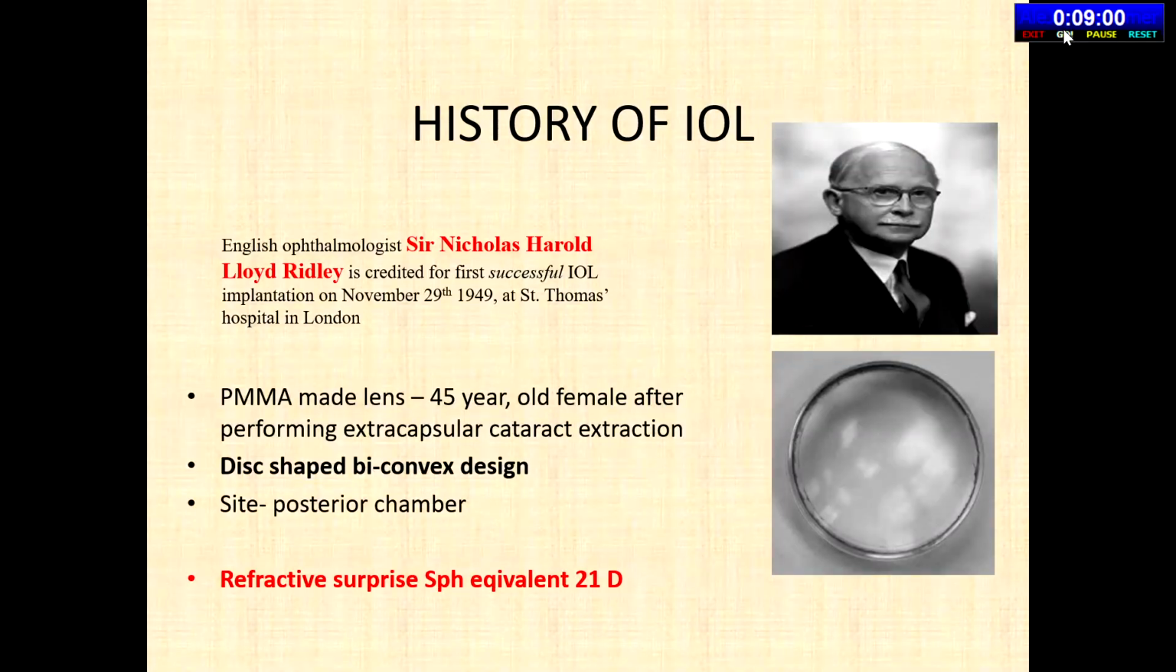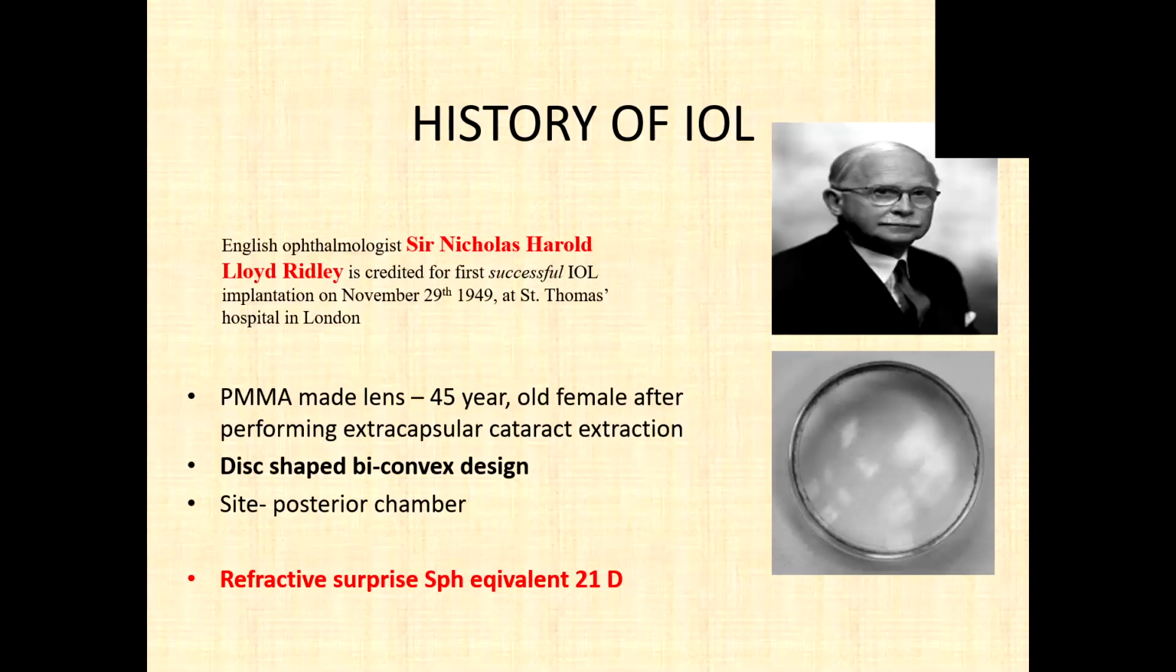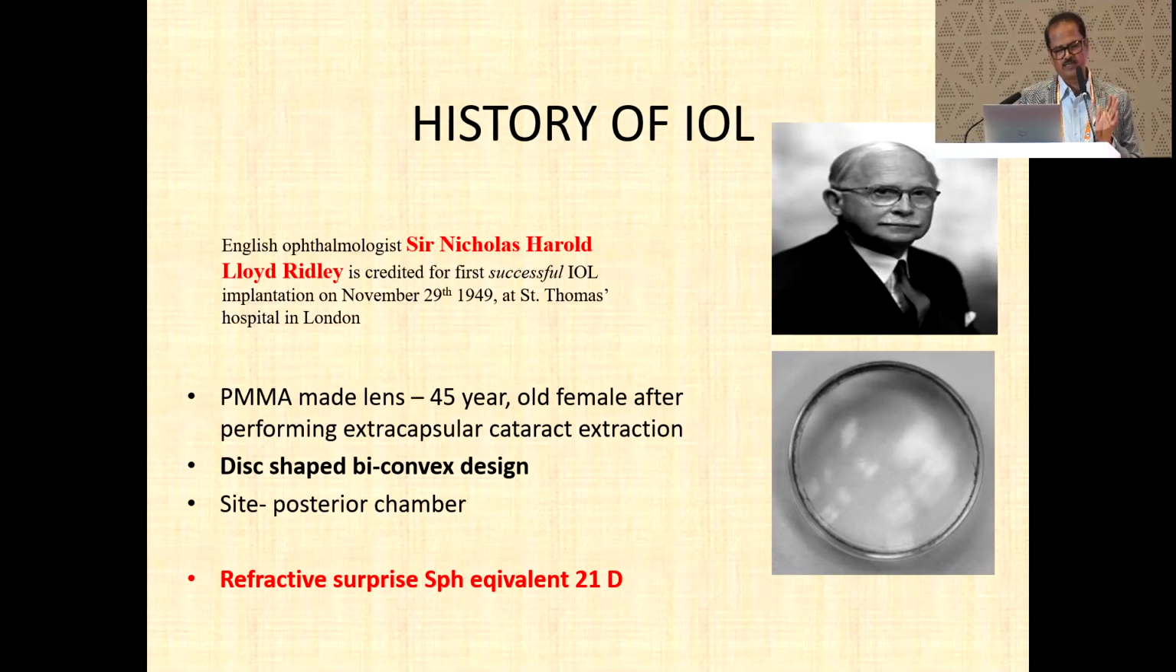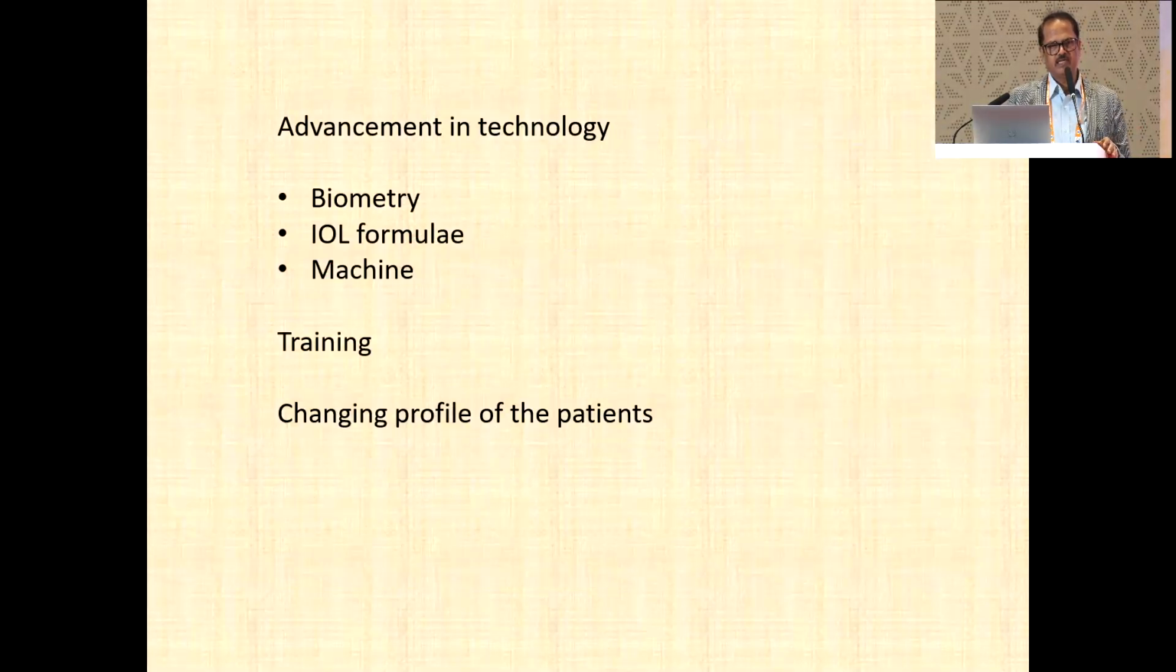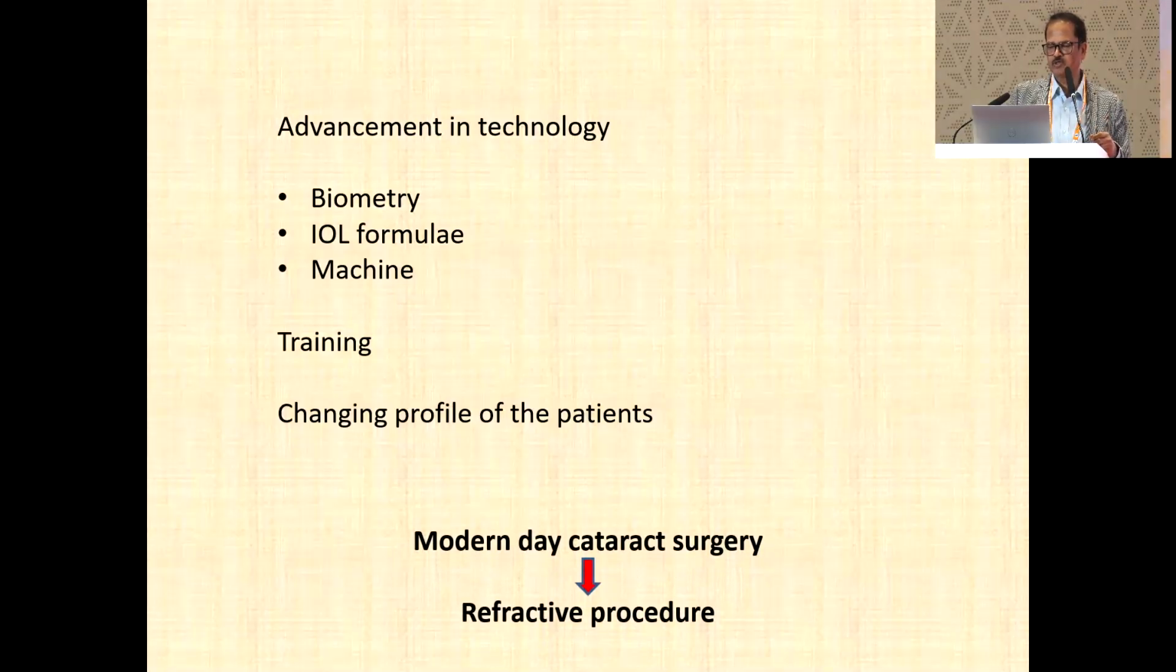Thank you, sir. Thank you, Dr. Allen, for including me in this course. The history of intraocular lens dates back to 1949, when this gentleman first implanted the lens, but he had a huge refractive surprise of 21 diopter. We understand that the technology was very primitive at that point of time. With advancement in technology, not only the machines which could calculate the intraocular lens very correctly, but the IOL formula and the machines we operate upon, and our training, led us to become very proficient surgeons and give the best outcome to our patients.